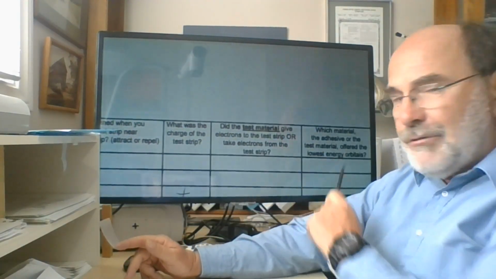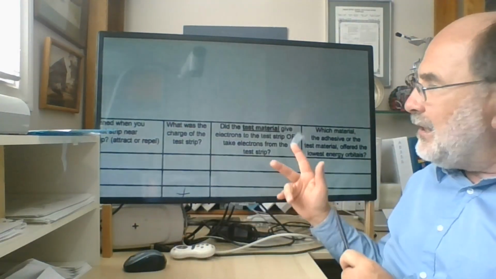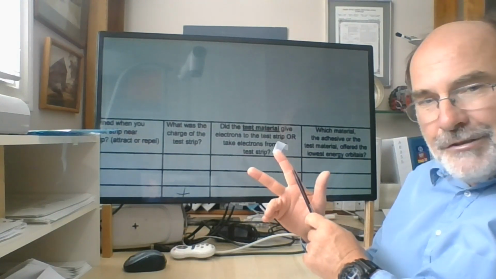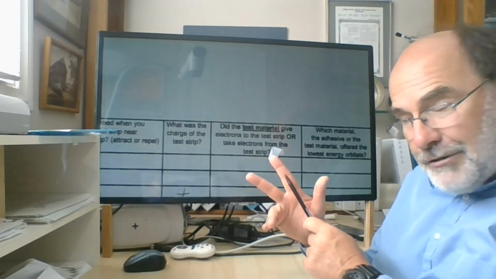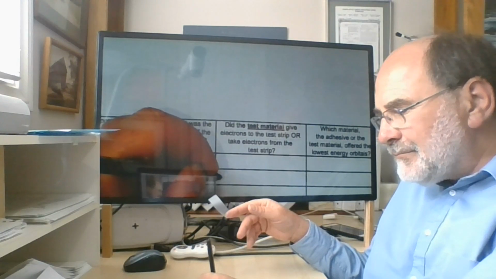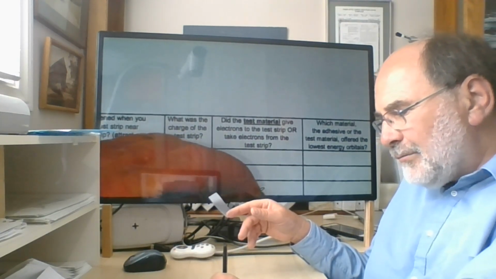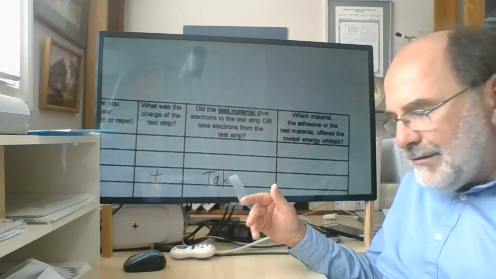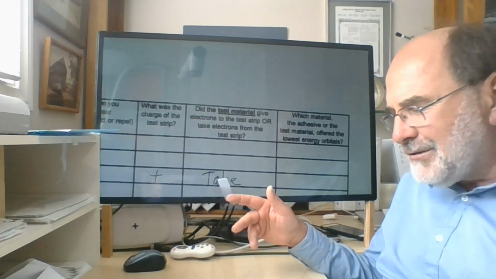And to answer this question, did the test material give electrons to the test strip or did it take electrons from the test strip? The answer is it took electrons from the test strip. So, did it give or take? We will say take as a single word answer. So, took, past tense, taking, current tense, English. Sorry, English teachers.